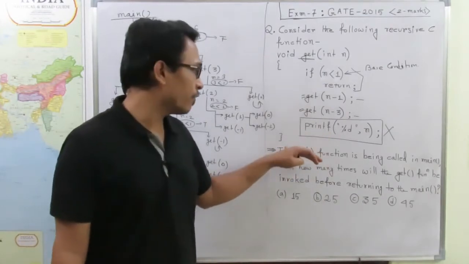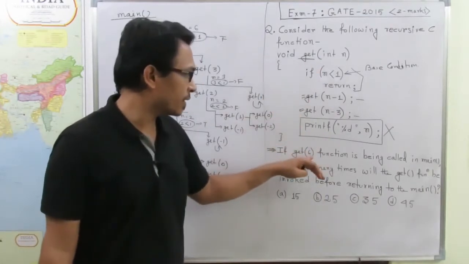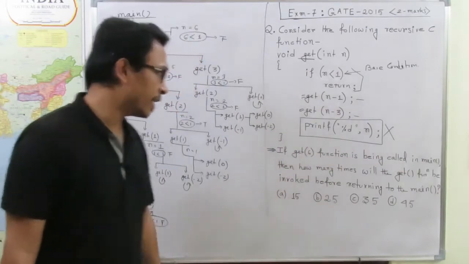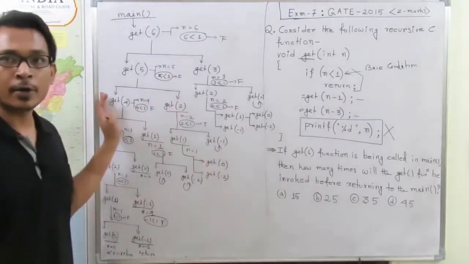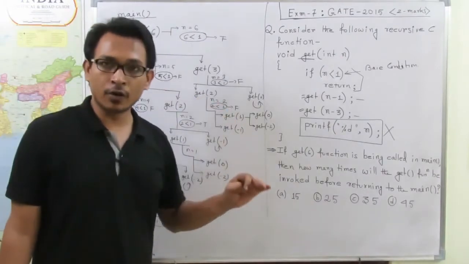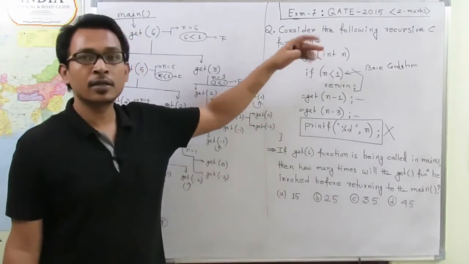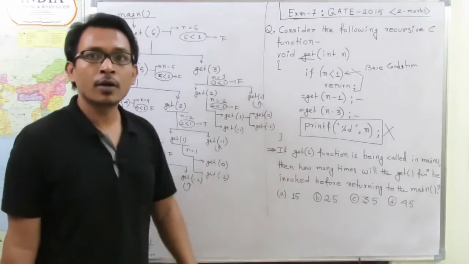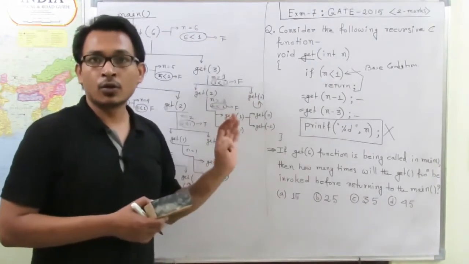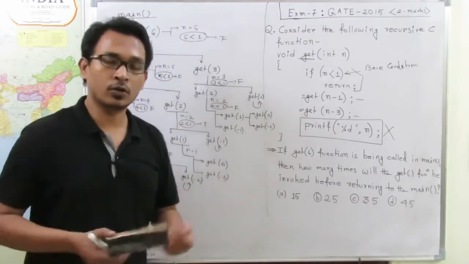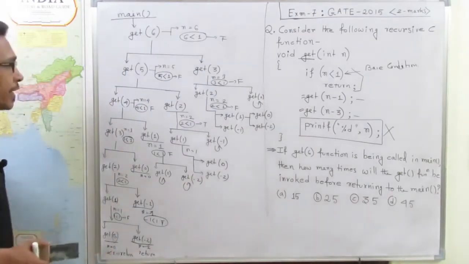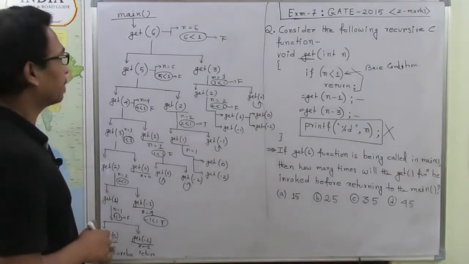That means when we invoke the get function with the parameter 6 from main function, this is the whole scenario. That means this is the whole number of functions invoked for this particular get 6 function call. Now is this our answer? No, this is not our answer. We have to find out the number of function calls. So let's count how many times this get function is invoked.